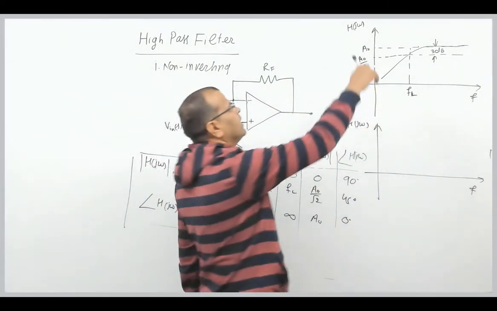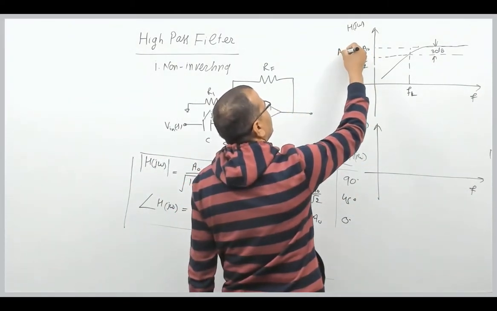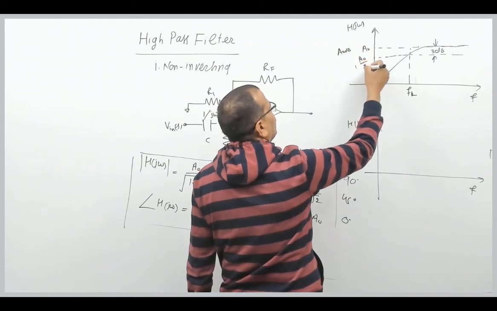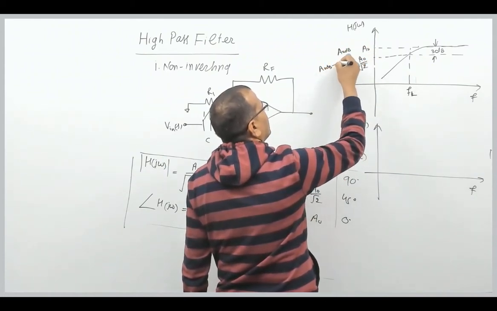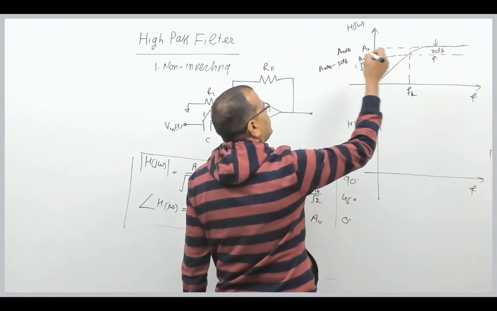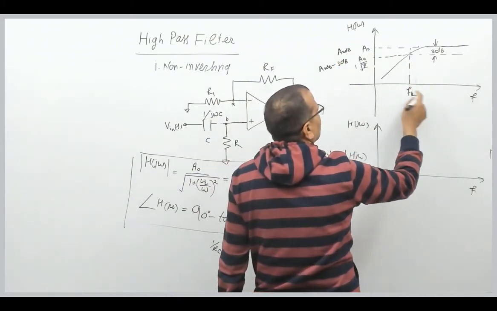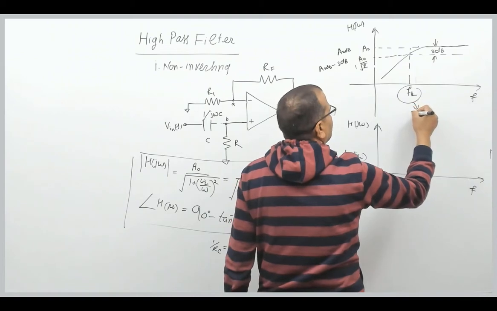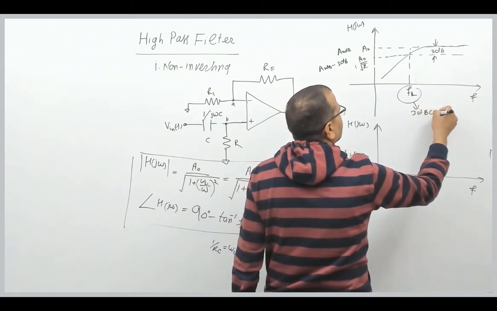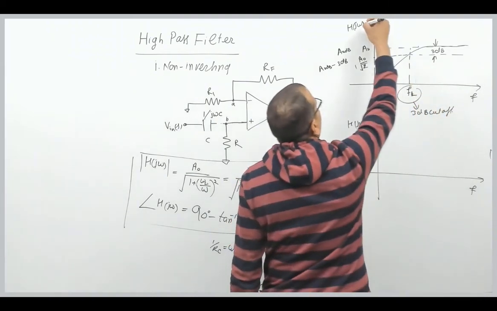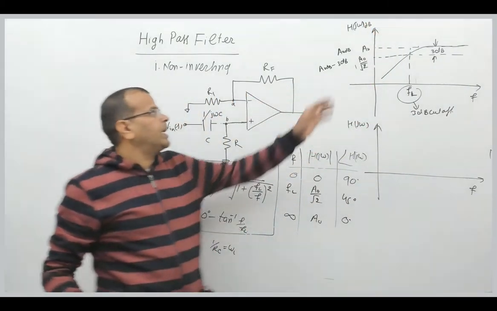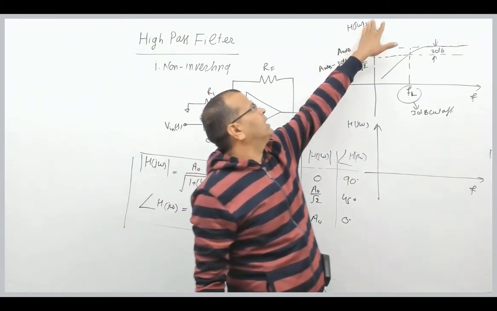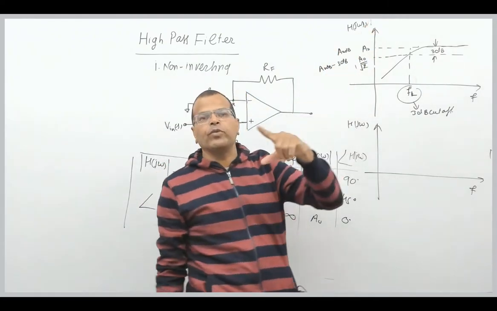If you take this in decibels, this will be 0 dB, and this value, A naught by root 2, is nothing but 0 dB minus 3 dB. So sometimes we call this cutoff frequency the 3 dB cutoff frequency. I repeat, you can either take magnitude simply as that fraction, or you can take magnitude in decibels.